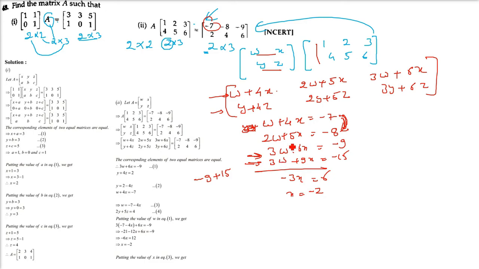X is minus 2. Now put it in any of these equations. W plus 4 into minus 2, that is negative 8, equals minus 7. W equals 8 minus 7, that is going to be 1. W is 8 minus 7, that is 1.